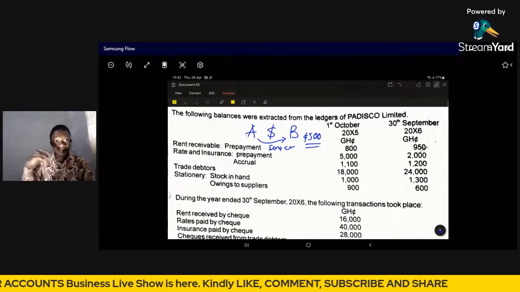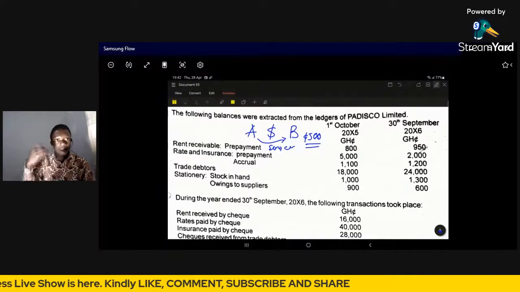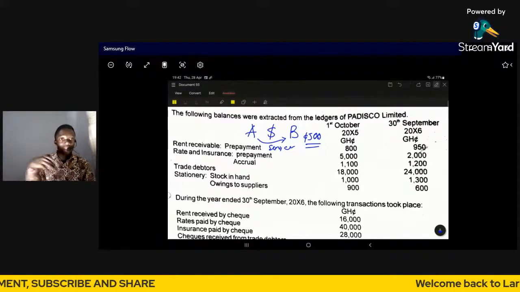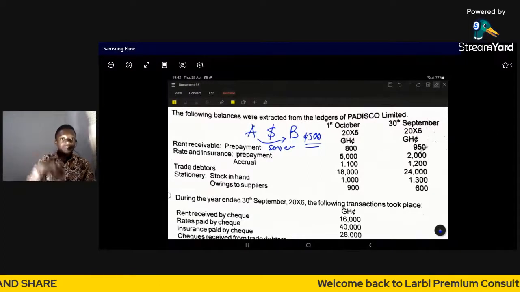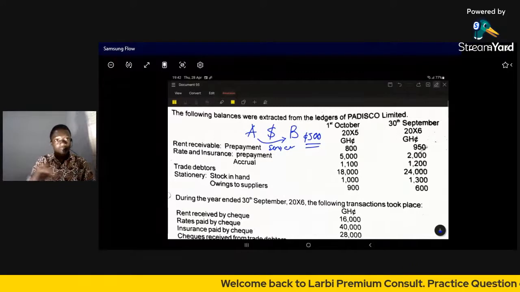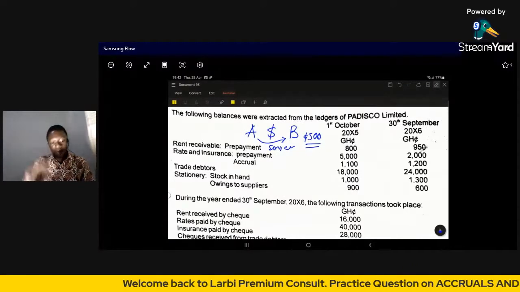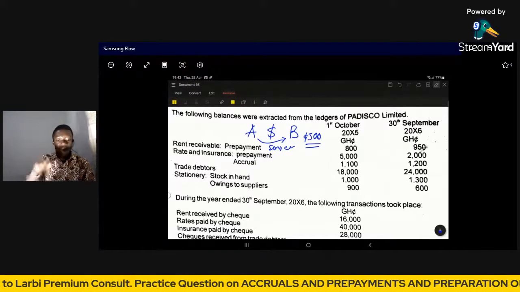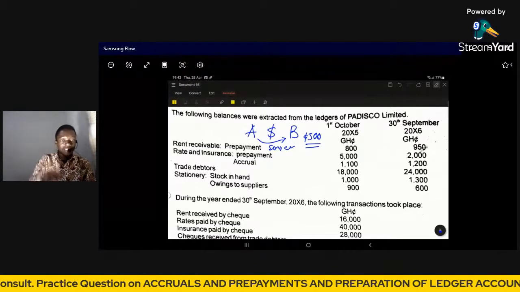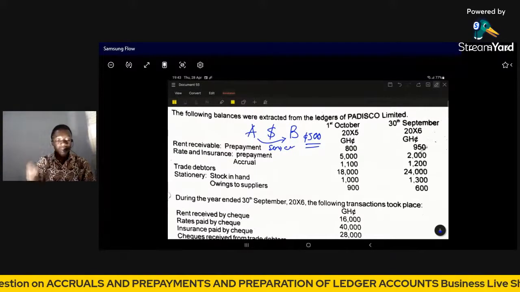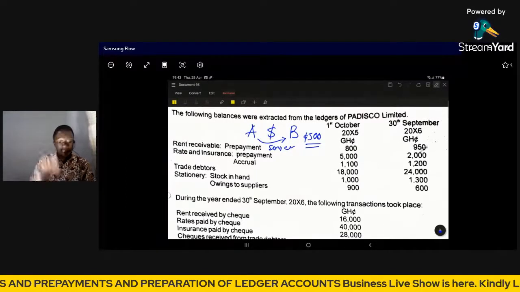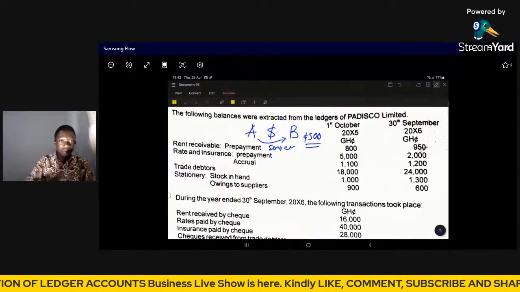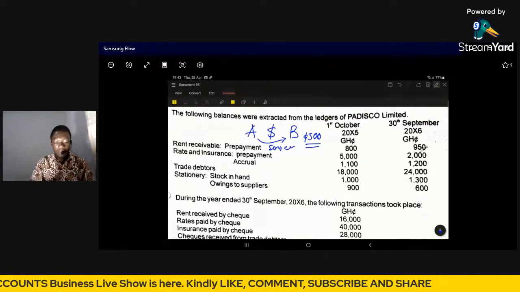But accruals is basically the services that one party has enjoyed, for which he's entitled to pay, or for which the one who rendered the services is entitled to receive that money. To the one who enjoyed the service, it becomes an expense or a liability, and to the one who provided the service, the monetary value becomes an income that he or she is entitled to. So that is the issue about prepayment and accruals. I believe that is clear.